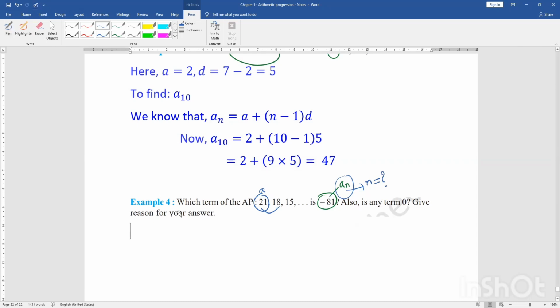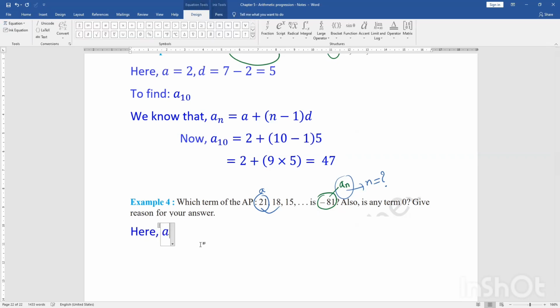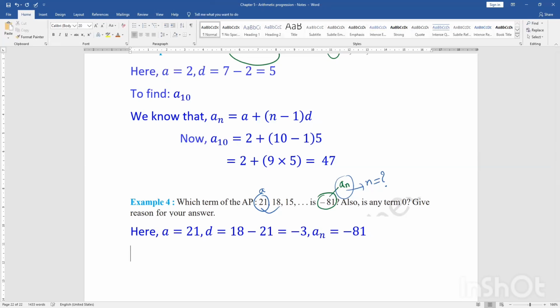Now let us write our findings. First, we have a equal to 21. Then we have d, the common difference, which is nothing but second term 18 minus first term 21, which will be minus 3. Then you have An, because the nth term An you take as minus 81. What we have to find out? We need to find n, to find.